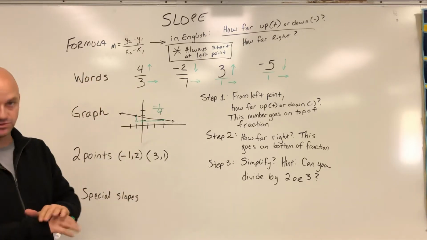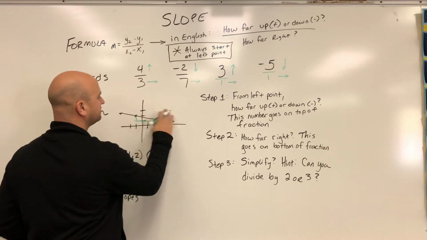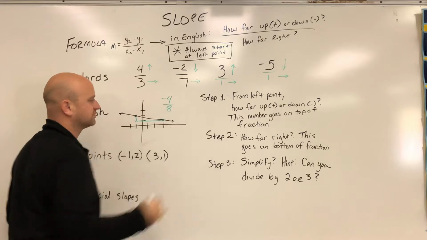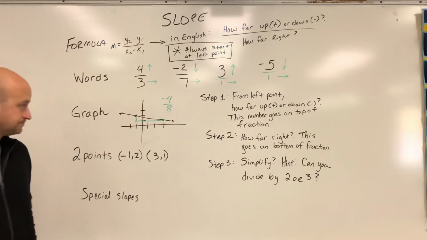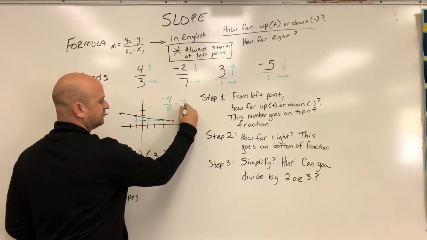In this case, we do not need to simplify it. An example would be something like this. What if we had a slope of negative 4 over 8, for example? Right, well, both of these can be divided by 2. So we would have negative 2 over 4.